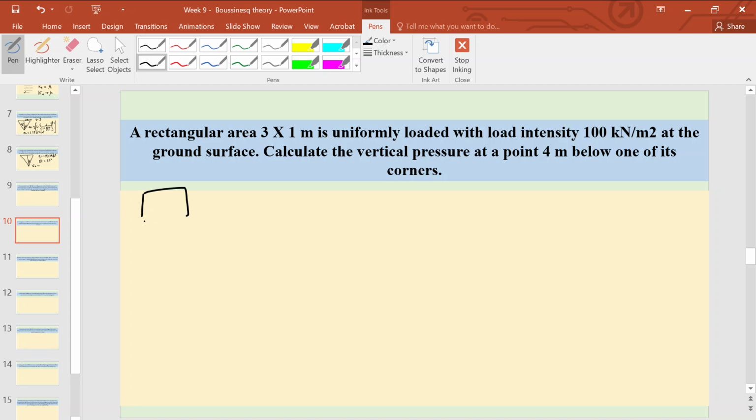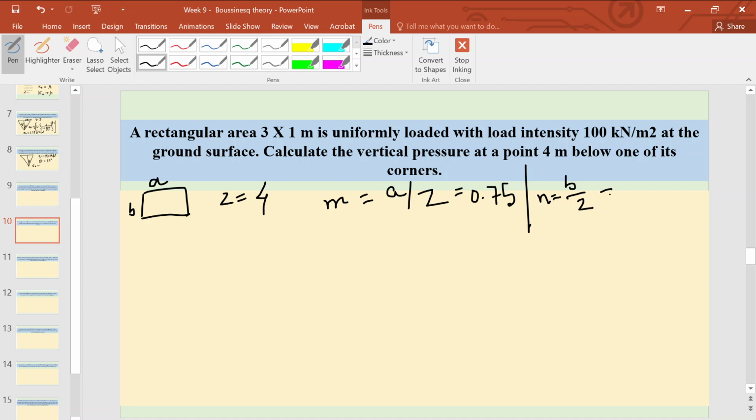So this is the rectangular area where suppose this is A and this is B. Z equals 4, isn't it? So you can find M equals A by Z, which is 3 by 4, 0.75, and the value of N equals B by Z, which is 1 by 4. This is Z, okay, not 2, this is Z. This is equal to 0.25.